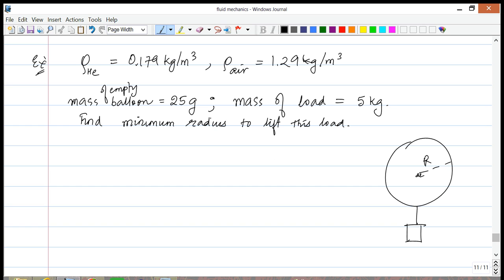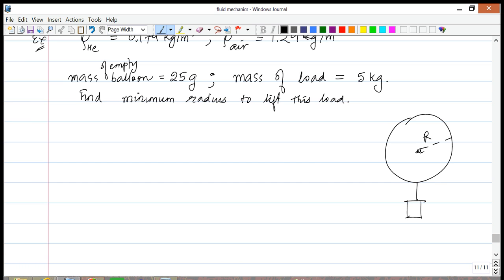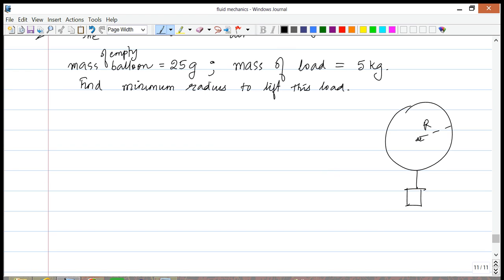The load's size is small enough that the buoyant force really doesn't do anything. If the size of the load was significant, then you would have to use that also, but it really doesn't change much in the problem. So we'll assume the load is small enough that you don't have to worry about its size. So what we'll do is balance the forces out.